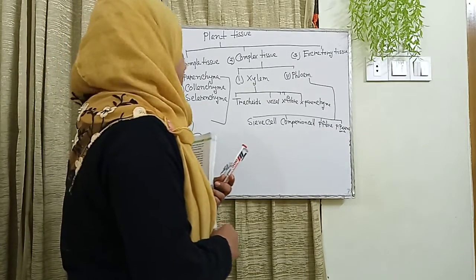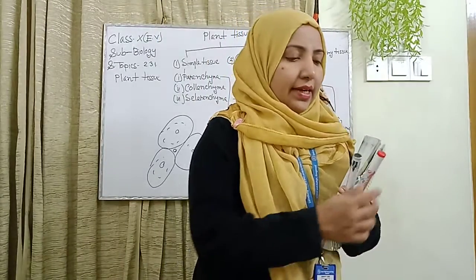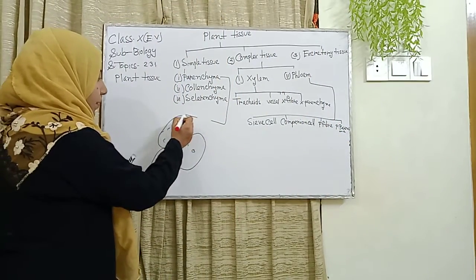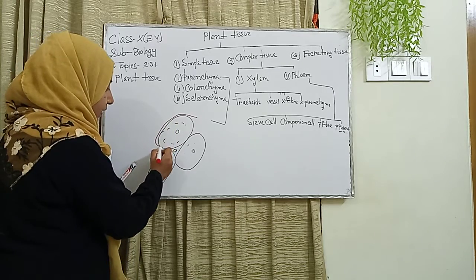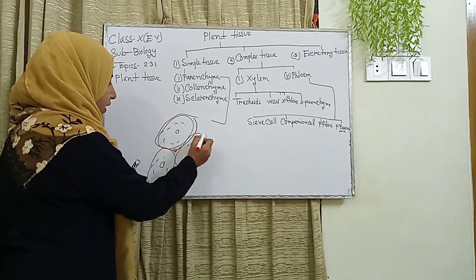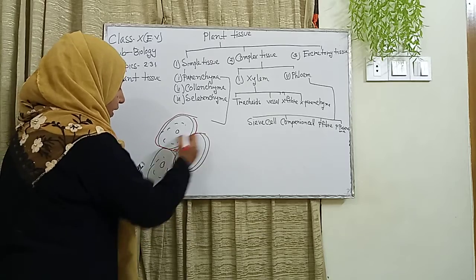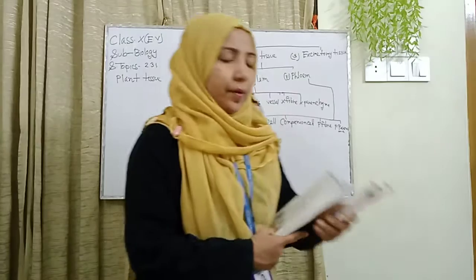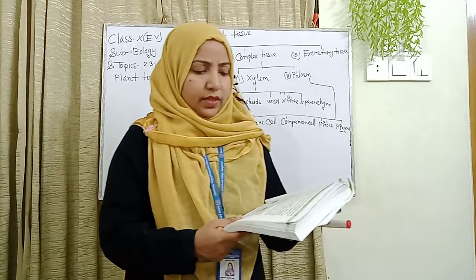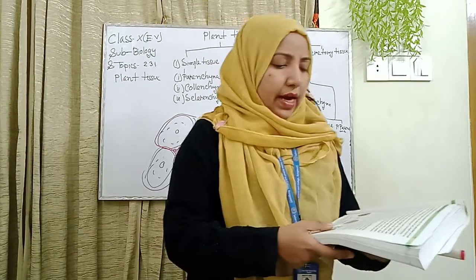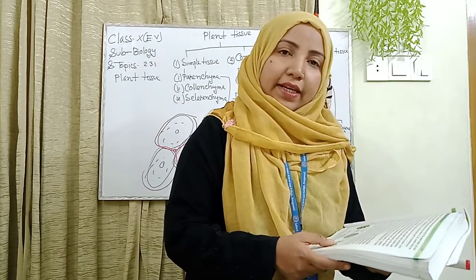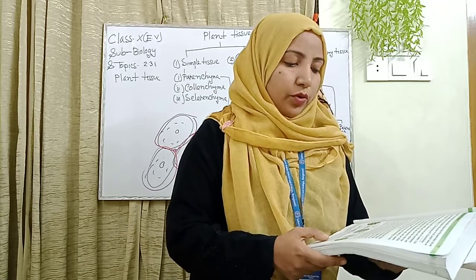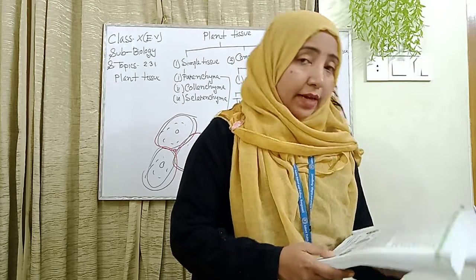Dear students, we now know about the first structure, parenchyma. Now the other structure is collenchyma. I will draw this collenchyma: one wall, a second wall and a third wall. What is collenchyma? Please everyone see the book. Collenchyma tissue is a special type of parenchyma cell. The walls of the cell become thick with the accumulation of cellulose and pectin.